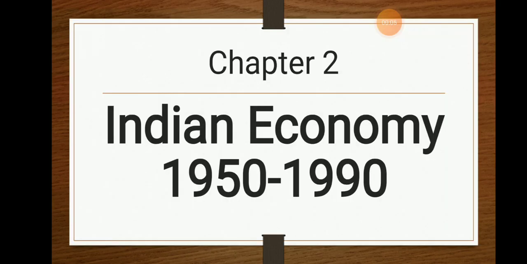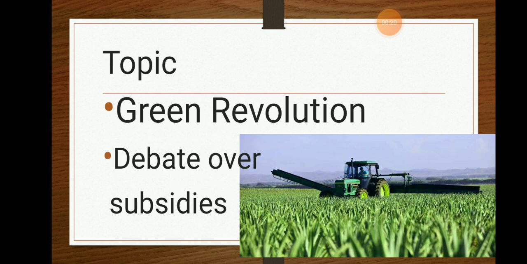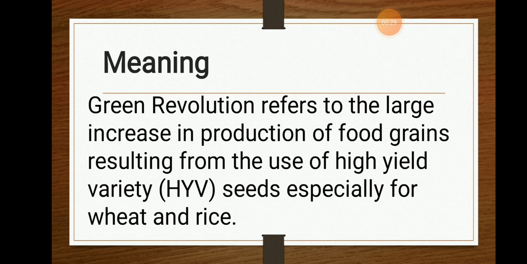Today we'll continue with chapter 2, that is the Indian economy from 1950 to 1990. In the earlier session we had studied the agricultural reforms, that may be the land reforms or the general reforms. In this video we'll study the topic of the green revolution and the debate over subsidies. First, let's know what the green revolution is.